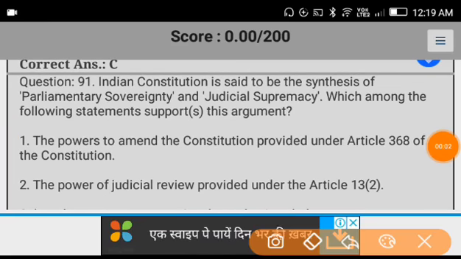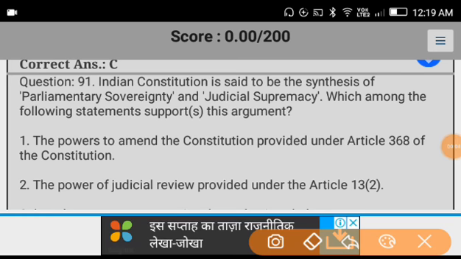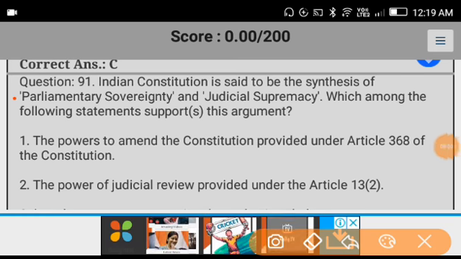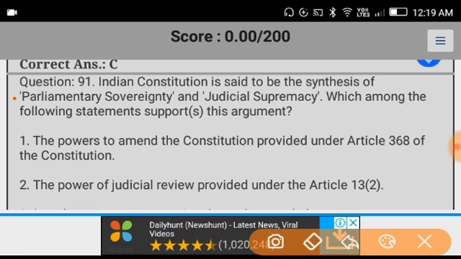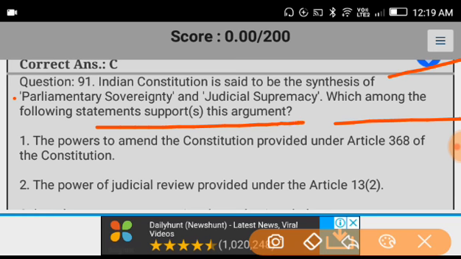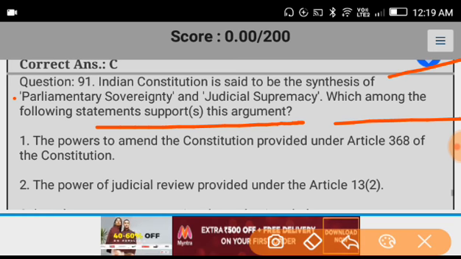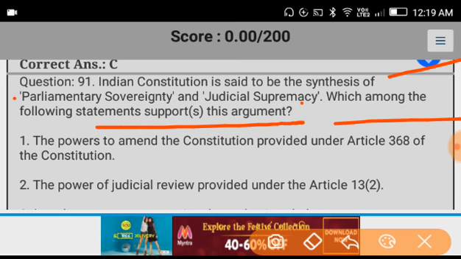So our first question from Indian polity, Lakshmikant's book. The Indian constitution is said to be a synthesis of parliamentary sovereignty and judicial supremacy. Which among the following statements support this argument?